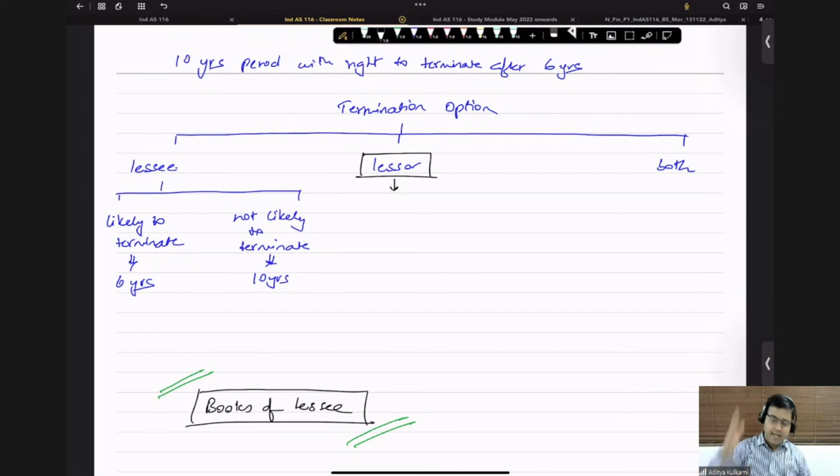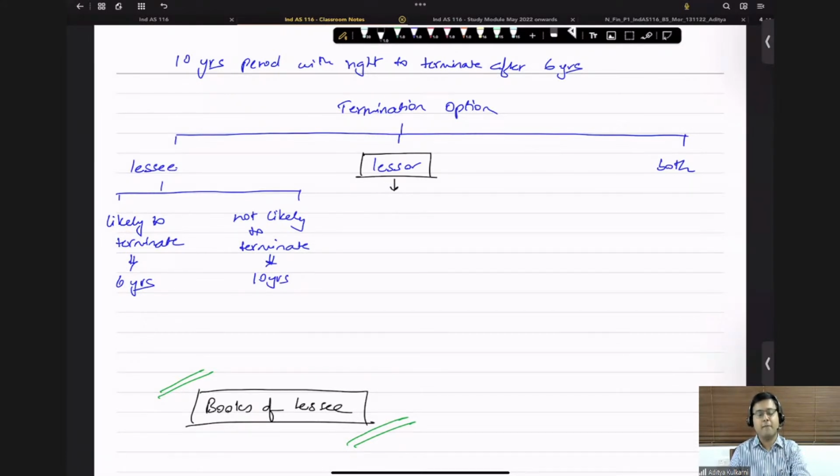See, suppose you estimate it to be 6 years. You record the asset and liability as 6 years. At the end of the 6th year, the lessor does not exercise his option at all. Then what are you going to say? The first 6 years what you presented is an understated ROU asset and understated ROU liability. And therefore, you will have to recognize it at 10 years right from the very beginning. Sir, won't this be overstatement? It will be, but it is better on account of prudence.